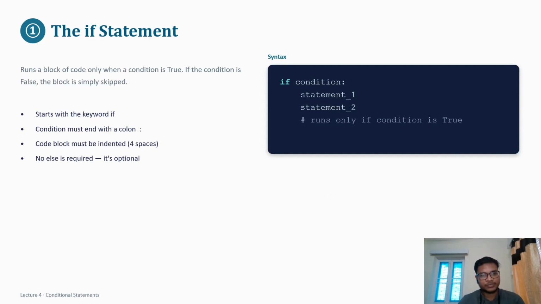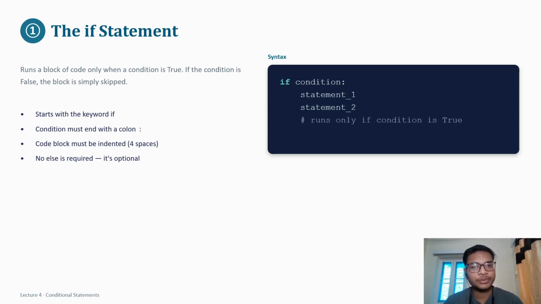So this is our first thing inside decision making, the if statement. What do we mean by the if statement? The if statement runs a block of code only when a condition is true. If the condition is false, the block is simply skipped. It starts with the keyword if, and the condition must end with a colon. That's the most important thing here. You just see here: if, your condition, and it ends with a colon.